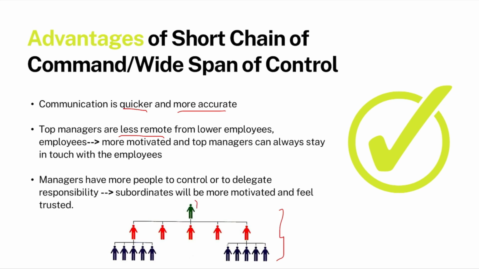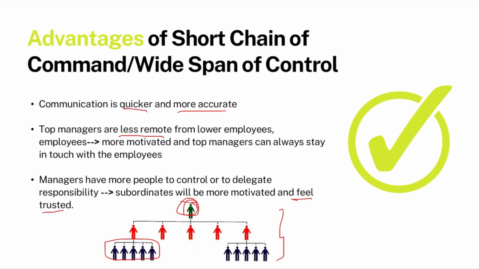This means that the top manager or the owner is not very far from the lower levels of management, which means that they can control them better as well. Alright, and lastly, managers have more people to control or to delegate responsibilities. Hence, the subordinates will be more motivated and they will feel trusted.